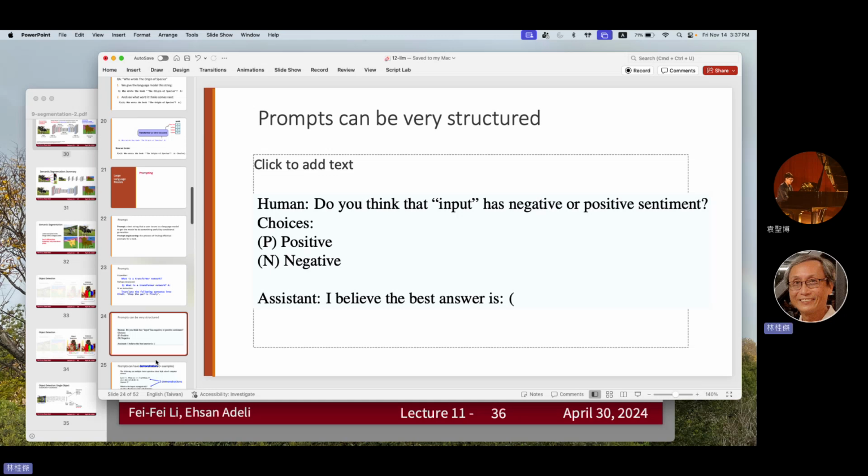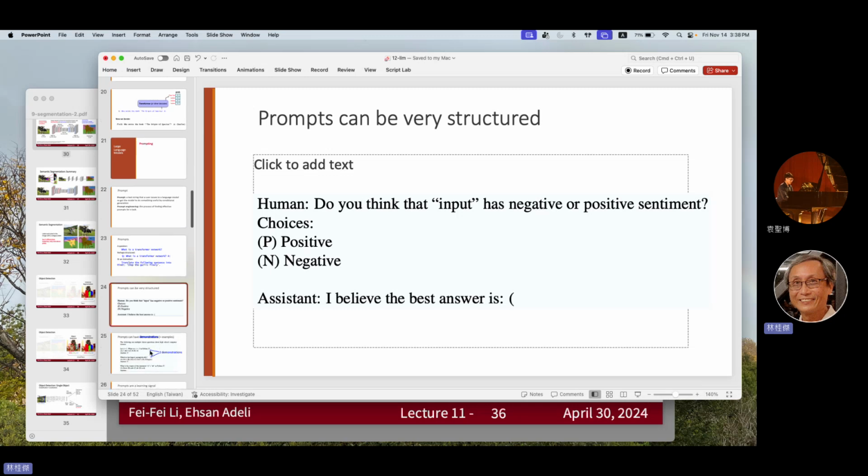You can also try to make your question very specific, to say, do you think the input is a negative or positive sentiment? And you give them the choices, P and N, and then something is going to be generated. Like I said, if you don't give them this specific choice of P and N, it may come up with something not just positive and negative, but something more descriptive or not so specific. It gives you something generic.